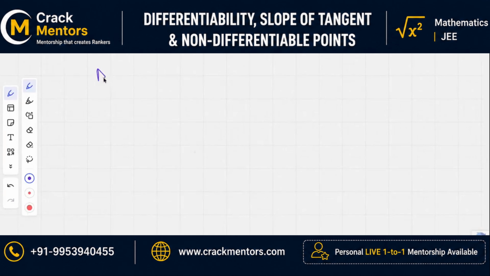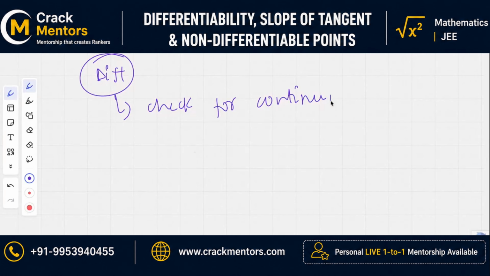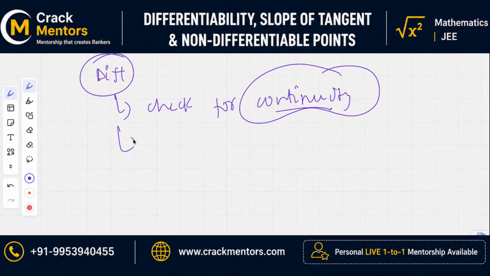Now, let's say you have to check for differentiability. Three steps. First step, check for continuity. In a lot of questions, they will not say that it's a continuous function, so you properly check if it is continuous. If it is not continuous, then you can straight away say that it is non-differentiable. Make sense? Another step, use LHD and RHD.